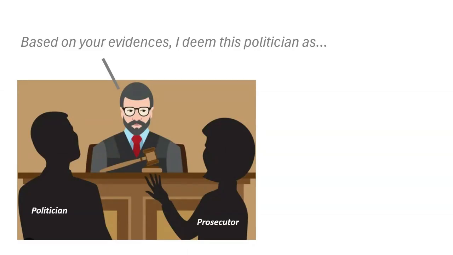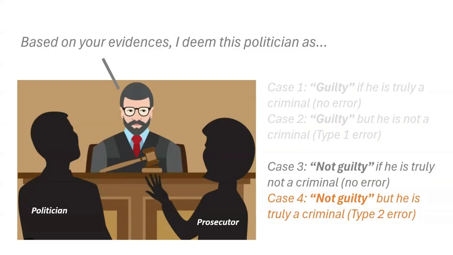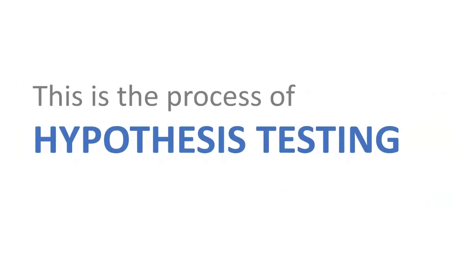But remember, this is not absolute. The process may still entail either type 1 or type 2 error. If the judge charges the politician guilty, but is truly not guilty, this is type 1 error. If he announced not guilty, but the politician is really guilty, then this is type 2 error. And there we go, hypothesis testing.